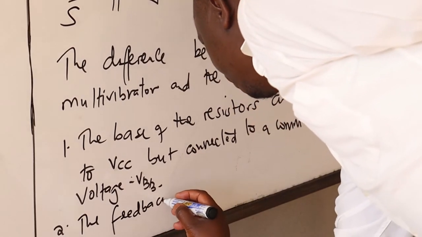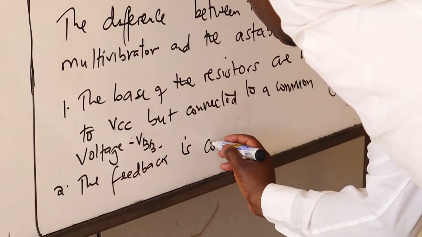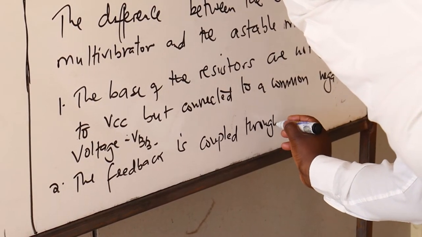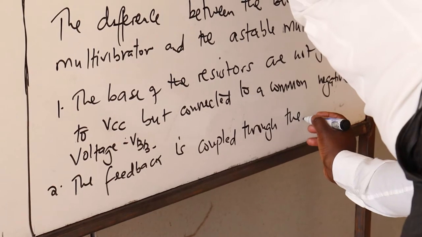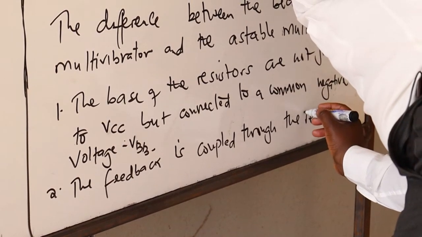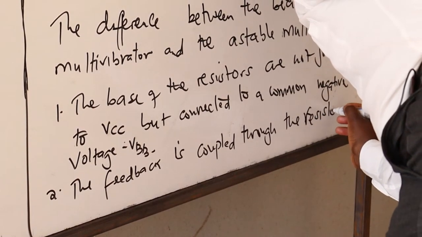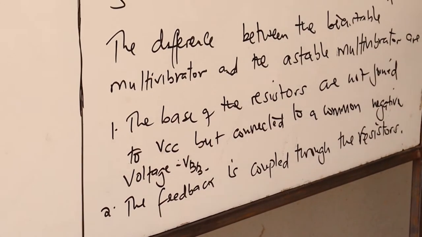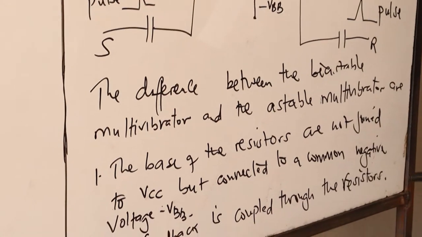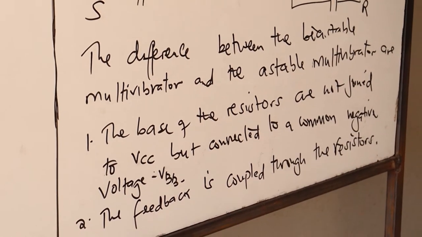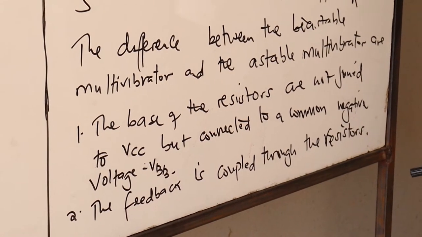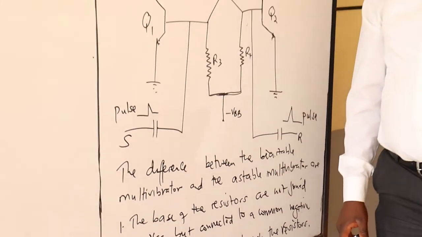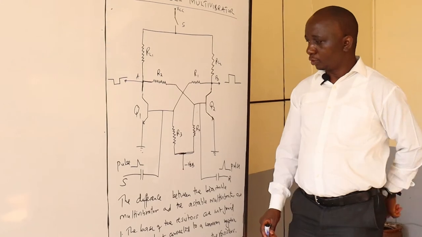The feedback is coupled through the resistors. The meaning of the feedback being coupled through the resistor is that R2 and R1 are acting as the feedback path for the oscillations that are being generated. So we can now talk about the operation.